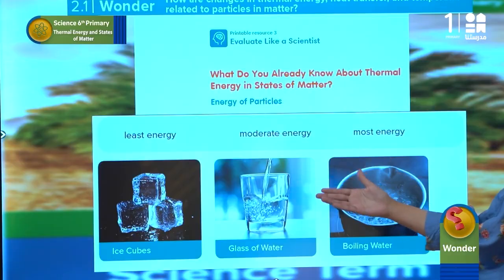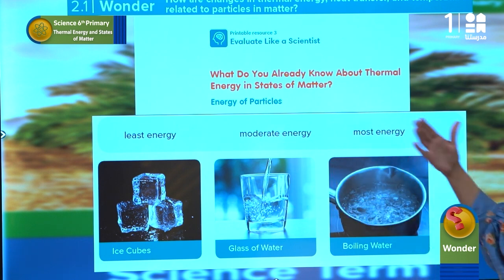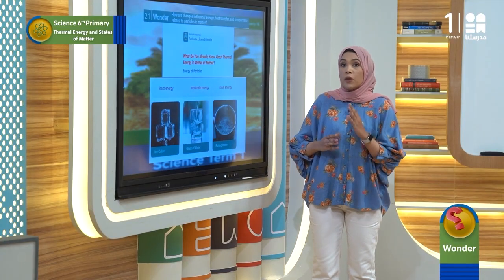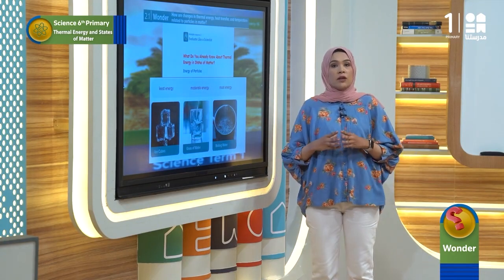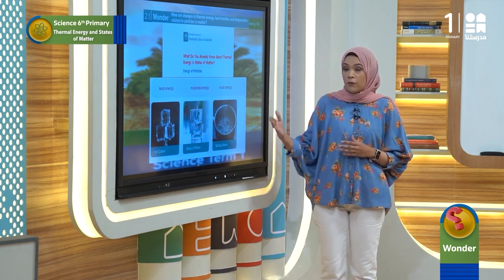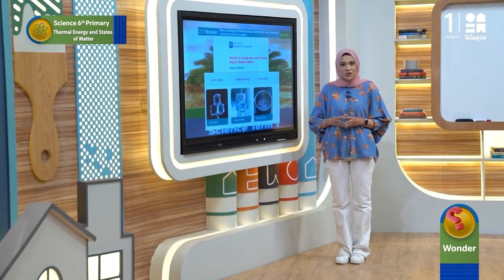Each of the following images shows water in different states, as we see here. Now we're going to use the word bank to label each picture with the correct amount of thermal energy. Take your time to think about this part of the activity, and when we come back, we will check the answers together.